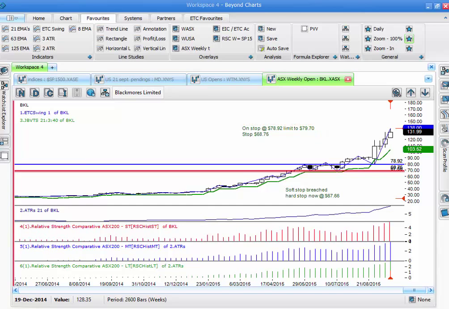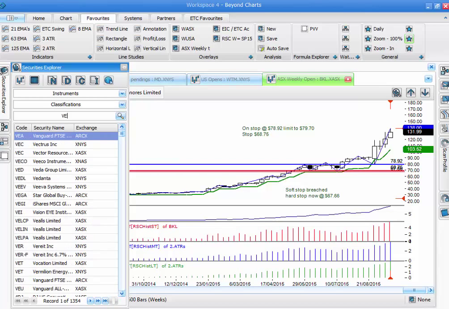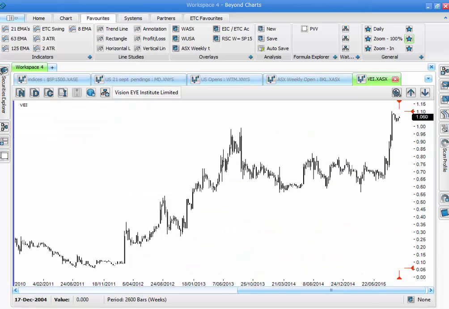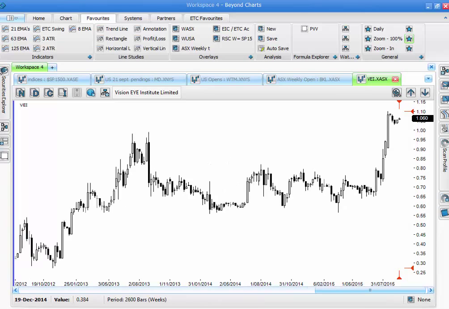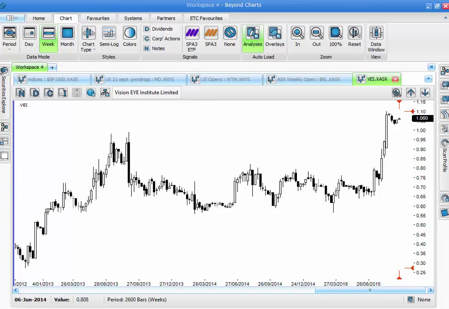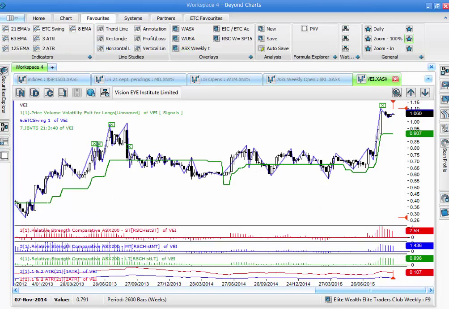I've got a question coming through there from Darren. What about VEI? Let's go and have a look at VEI, Vision Eye Institute. I've actually had this in my super portfolio at a couple of stages. It's been a while since I've had it, but certainly of late. Let's go through and have a look and see if we can zoom in. Just make sure that I am on a weekly chart. That's all very good.